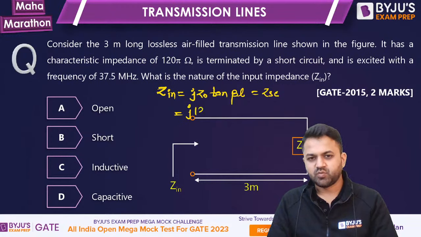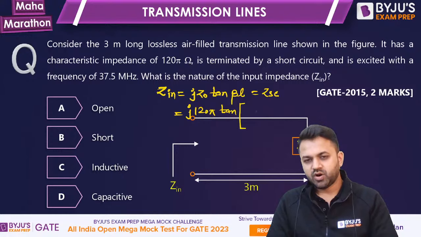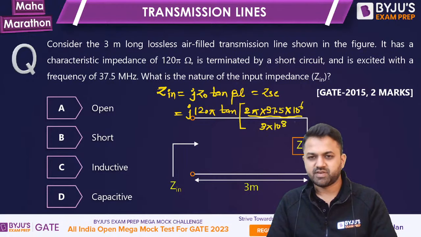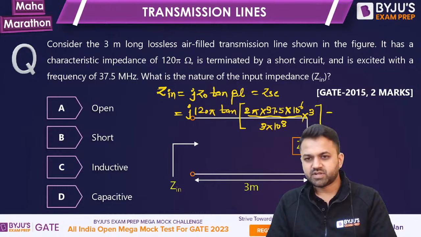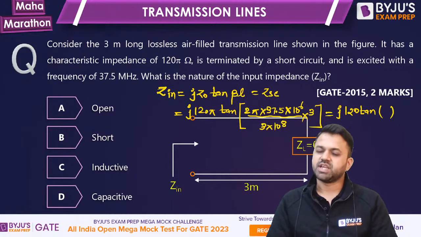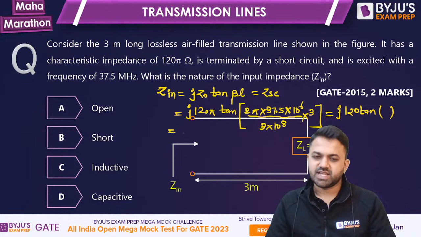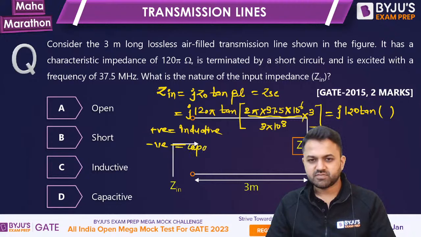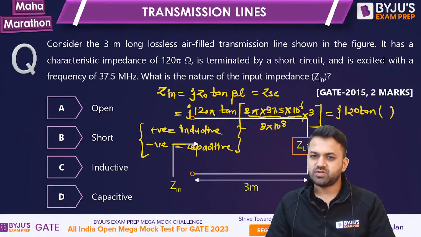So this is j into 120 pi and tan of beta L, where beta is omega by Vp. So this is 2 pi into f, f is 37.5 into 10 raised to power 6, divided by Vp, velocity of light 3 into 10 to the power 8, into length. Length is 3. After solving this, whatever you get, according to that you can tell what will be your nature. If the answer is positive, then it is inductive. And if it is negative, then it is capacitive. So it may be inductive or capacitive, depending on what value you are getting.